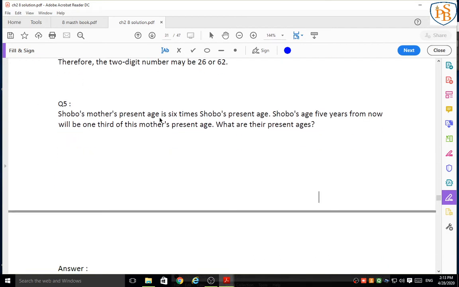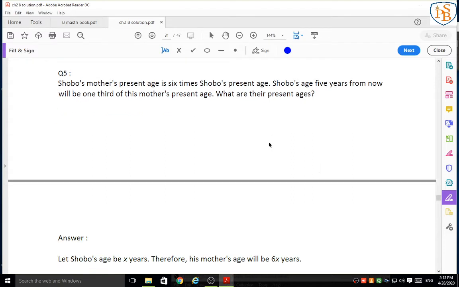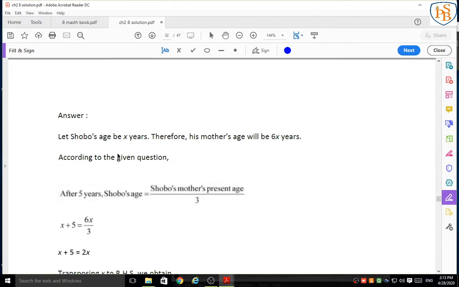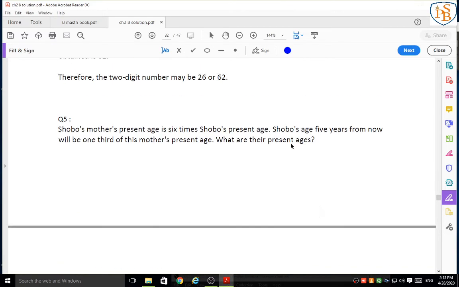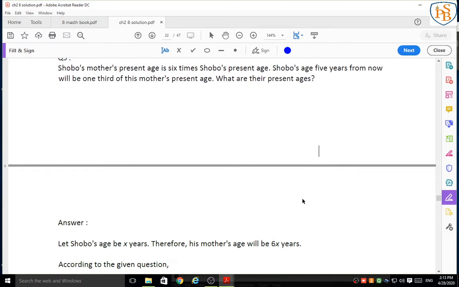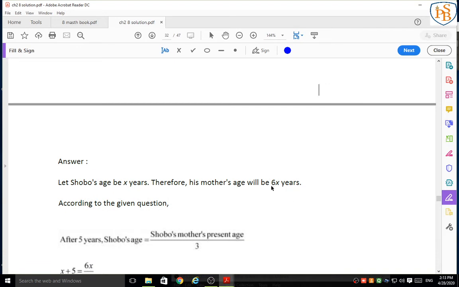Shobo's mother's present age is 6 times Shobo's present age. Shobo's age 5 years from now will be 1/3 of his mother's present age. What are their present ages? Look here carefully. Now I have to find out the present ages. Let Shobo's age be x years. Therefore his mother's age will be 6x years. Why? It is because it is 6 times, so I have to multiply this x by 6.